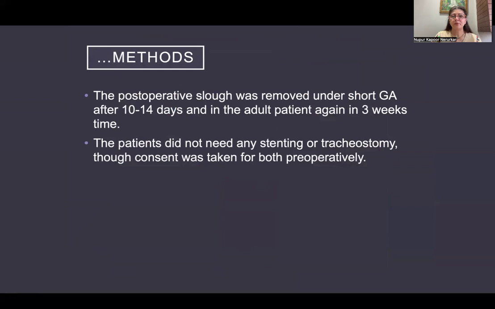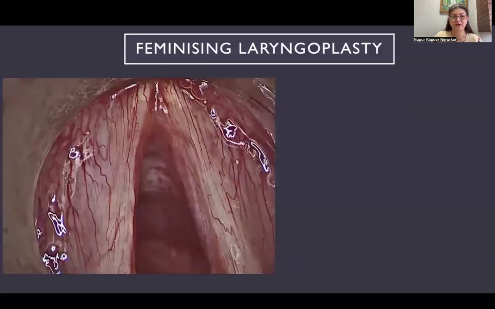So we did remove the slough post-operatively. The slough was removed under general anesthesia in about 2 weeks' time in the adult patient, and then again in 3 weeks' time. But it's important to note that neither of these patients, which I showed you, required any kind of stenting or tracheostomy, though consent was taken for both preoperatively.